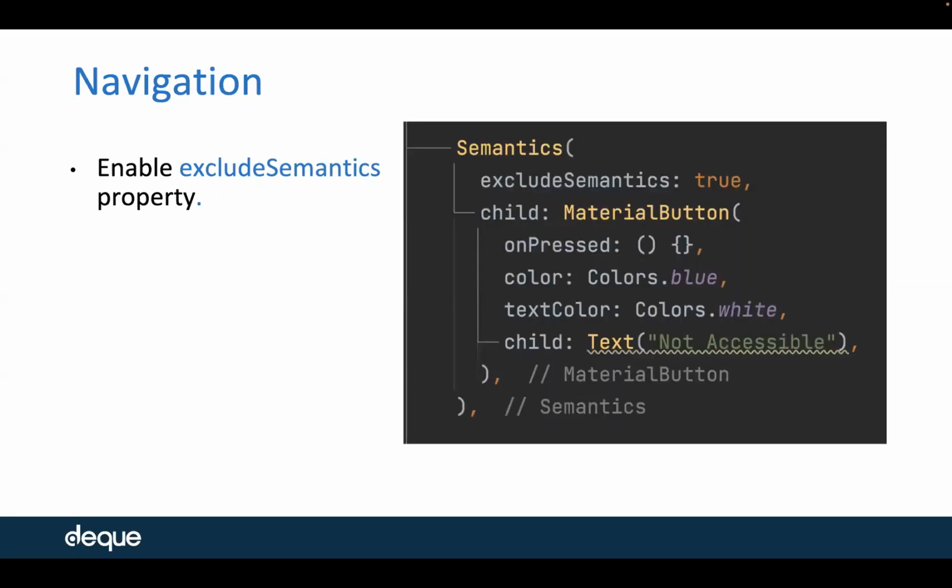So here is the code. Here is one button that is not accessible. I'm taking the Semantics widget, and the child is this button with this title. And here is the exclude semantics property. Due to this property, the screen reader is unable to read this button.